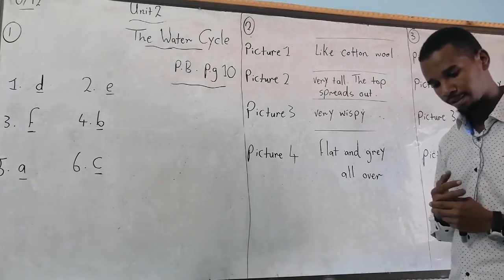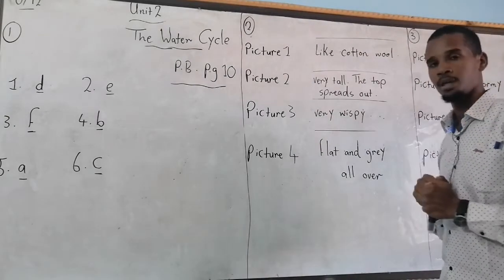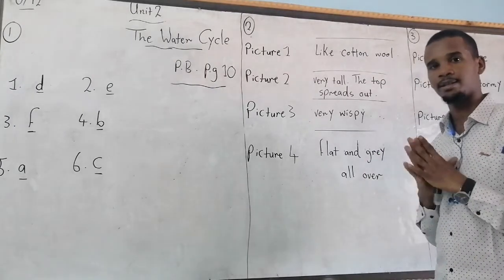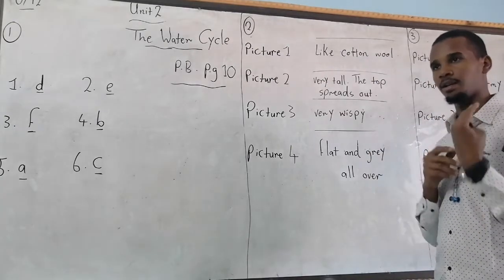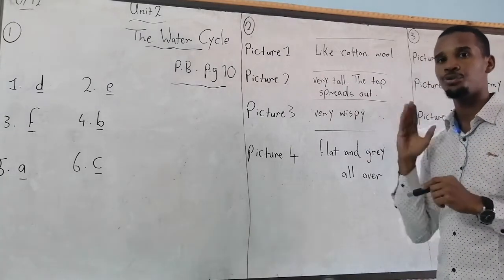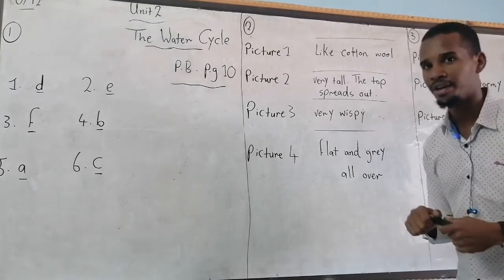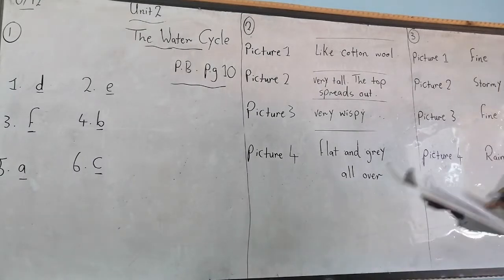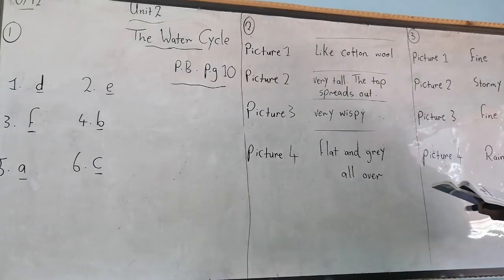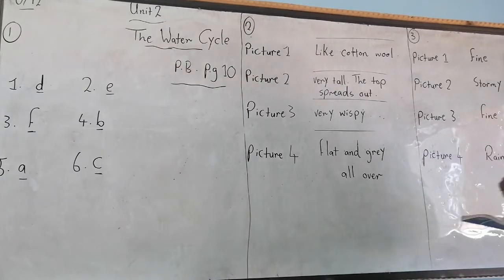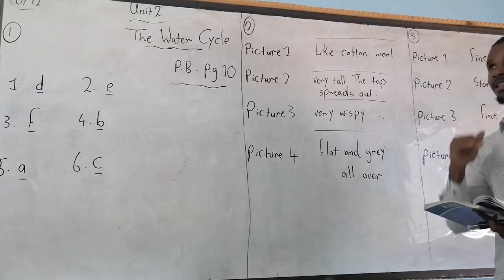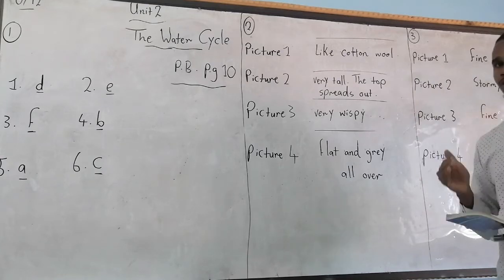Okay, moving to exercise 3. Now we know the description of the clouds. Each cloud has certain features. They look like this, they look like that. When you look up in the sky, you would know what type of clouds they are, right? Exercise 3, the last one on the page. What type of weather do these clouds bring? Now we're not talking about the clouds, we're talking about what type of weather they bring, right? So when you look at them and they look like that, what weather would you expect?